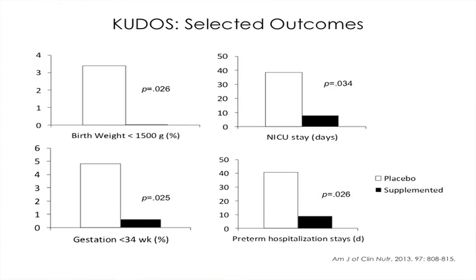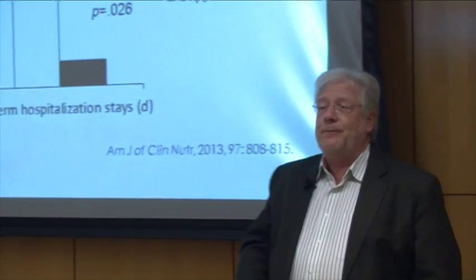And these are the selected outcomes. These were the birth weights. You can see basically we eliminated very low birth weights. There was no one in the sample that had that. We had very few early preterm births, and that was highly significant. And here are the hospitalization data. This was a really striking set of outcomes for us to have.